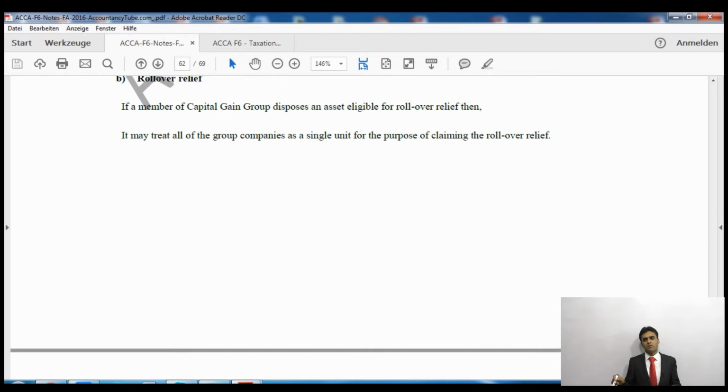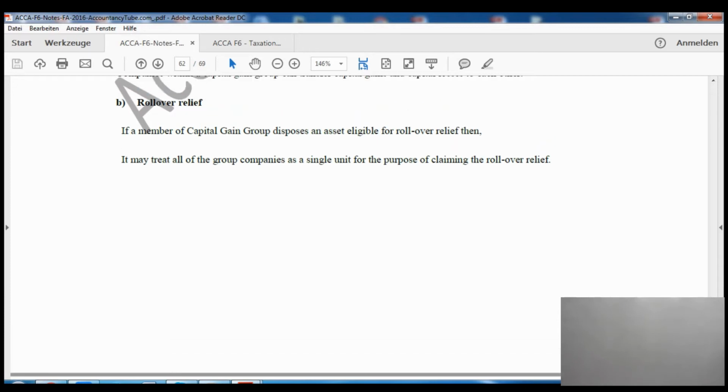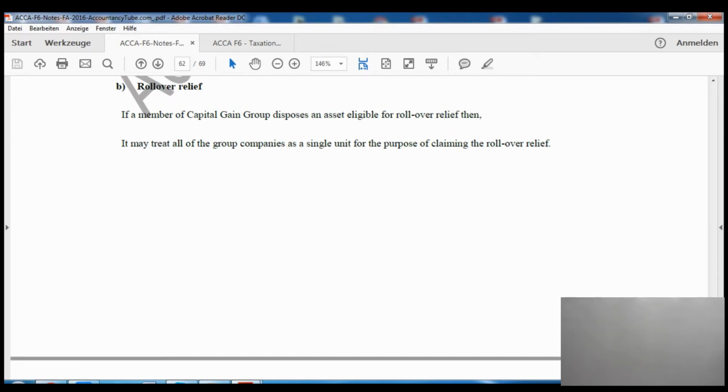That same company which has sold the asset does not need to reinvest the amount. Other companies can reinvest the amount and they can claim the rollover relief. So the whole group of companies within a capital gains group will be considered a single entity for rollover relief purposes, as long as they have reinvested within the time limit of 1 year before and 3 years after. Right? So it says, if a member of a capital gains group disposes of an asset eligible for rollover relief, then it may treat all of the group companies as a single unit for purposes of claiming rollover relief.